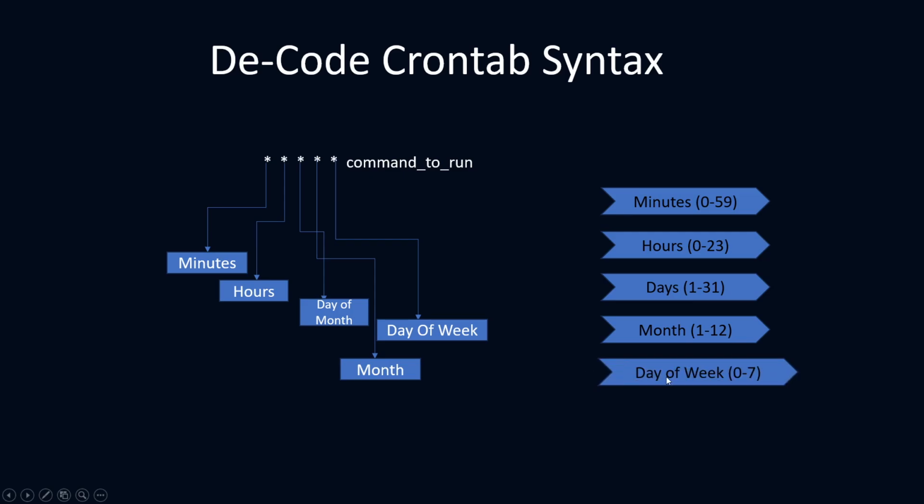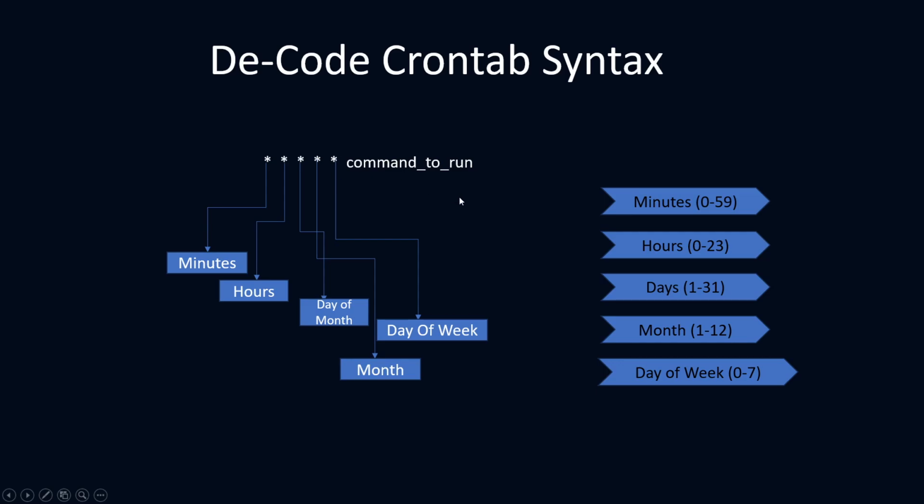And next, we have the days of the week. Days of the week go from 0 to 7, and Sunday can be either. We can start the week in any sequence; Sunday is represented by 0 as well as 7. So I hope the crontab syntax is very clear to you, and you are well aware of the five asterisks that are used in crontab.